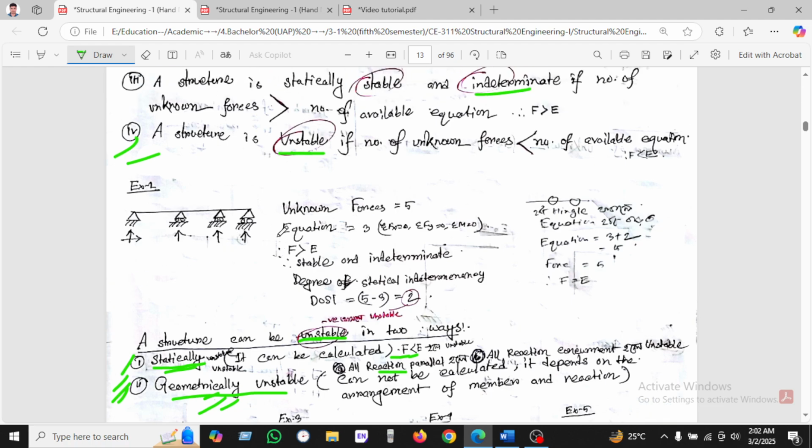Okay, so let's see here an example. We know the summation of Fx, Fy, and Fz gives 3 equations, and the unknown forces are 5. Then we can see force is greater than equation, so this is not stable. This is indeterminate. So dosi will be force minus equation, so it will be 2.